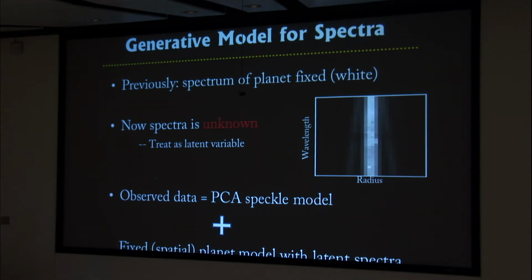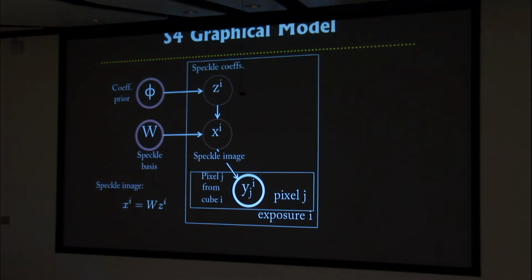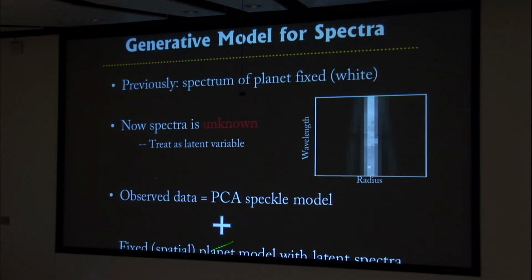That's just the point spread function of the telescope, with a latent spectrum. So the intensity, if you like, at each wavelength of that PSF will be an unknown variable that we'll fit as well. So what I'm drawing here is a visualization of this generative model, which is going to have two pieces to it. One which will be the speckle model, and another one which will be the planetary model.